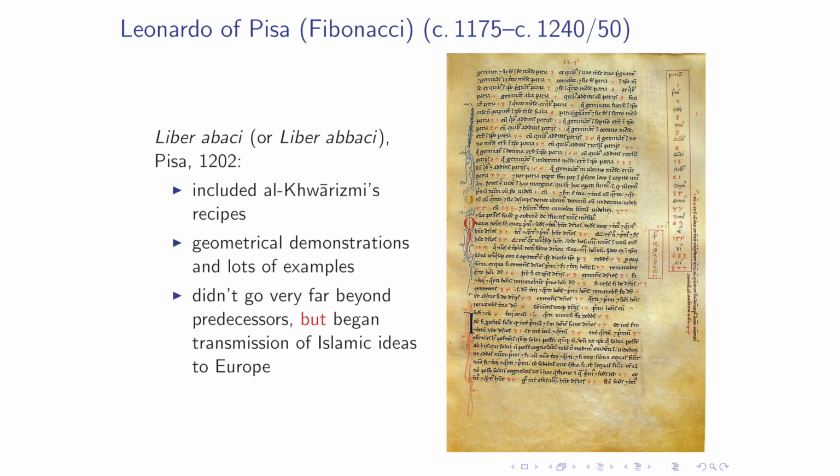And Fibonacci in particular writes this book, Liber Abaci, the Book of Calculation, and it includes, for one thing, Al-Khwarizmi's recipes for solving these different types of equations, lots and lots of examples, geometrical justification, doesn't go very much further than that, but of course it's beginning this process of transmission of ideas from the Middle East into Europe, including a nice new set of numerals that are at this point not yet very well known in Europe, so Indo-Arabic numerals that he lists on this page here.